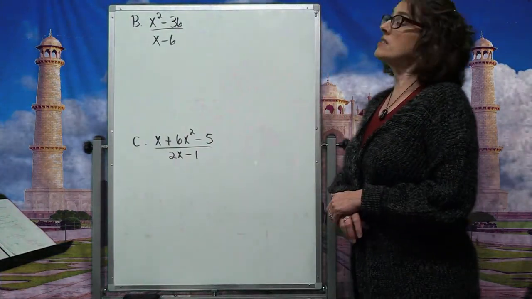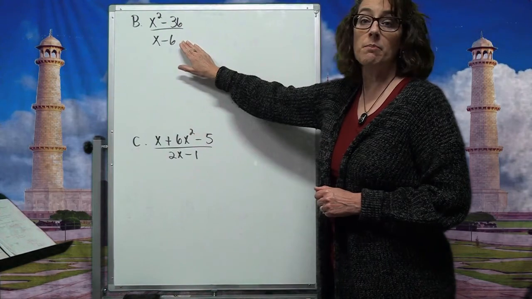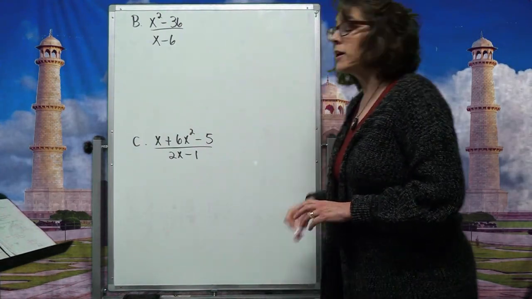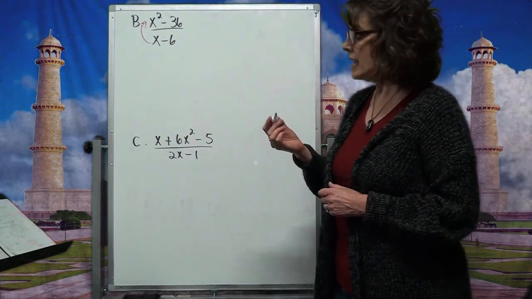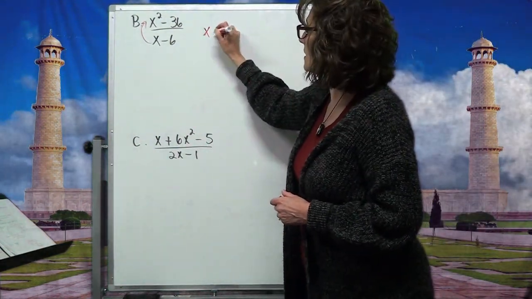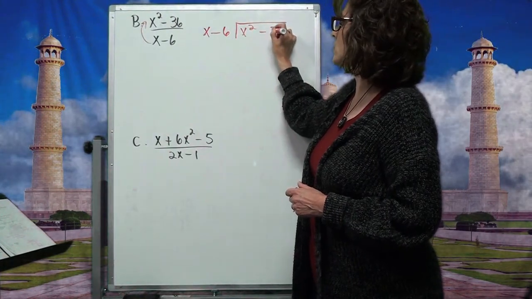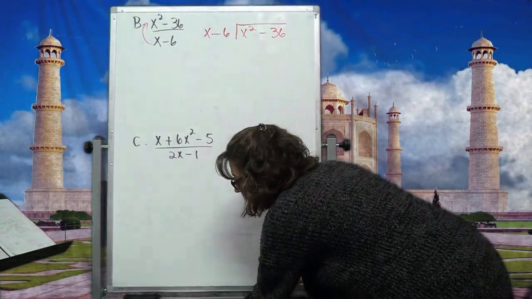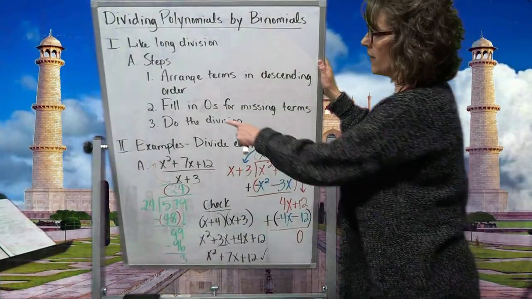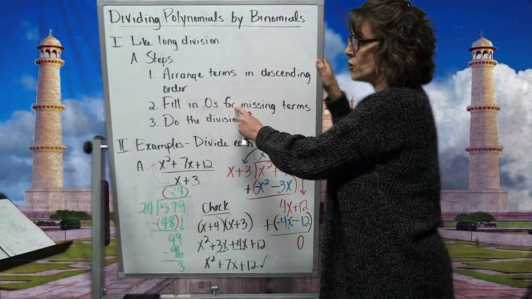Now, notice in this example that it's taking that x squared minus 36 and dividing by an x minus 6. And like we said before, what we're going to do is divide up. So that indicates that I'm going to take my x minus 6 and I'm going to divide it into the x squared minus 36. Now, here is where I said, okay, in those steps, if you're missing any terms, you need to fill in zeros for those terms.